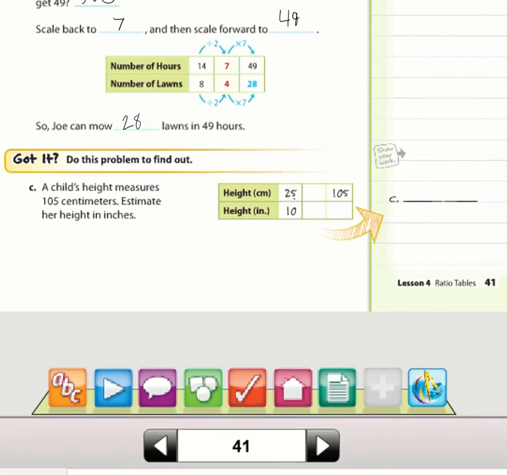So I know that both 25 and 105 end in fives. And that means I can have a common factor of 5, because 5 can divide into both of these. So I'm going to put 5 in the middle. In order to get from 25 to 5, I need to divide by 5. And then to get from 5 to 105, I multiply by 21. So 10 divided by 5 is going to equal 2. And I have to multiply times 21. 21 times 2 equals 42. So he should be 42 inches.